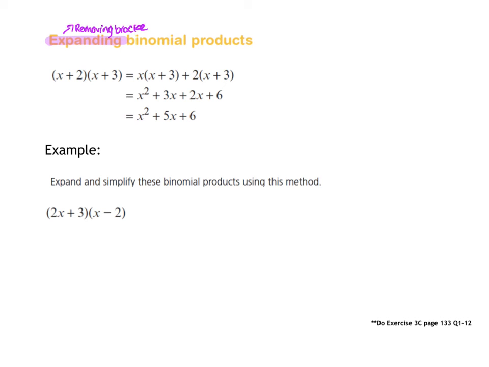And so we're looking at expanding binomial products. If we think about that, products means times, and binomial means two terms. Can you see I've got one term and two? There's two sets of brackets. That's why it's called bi, because a bicycle has two wheels. So there's two things there.